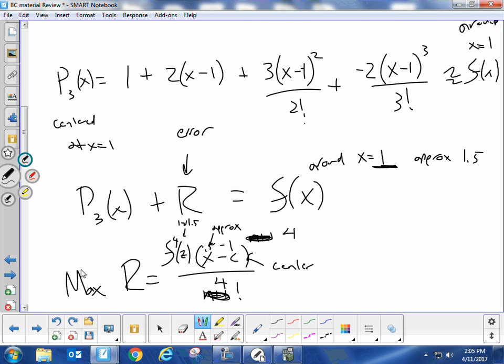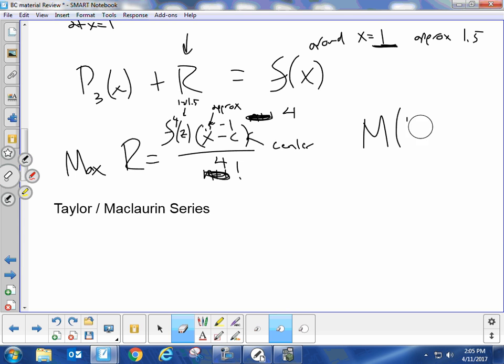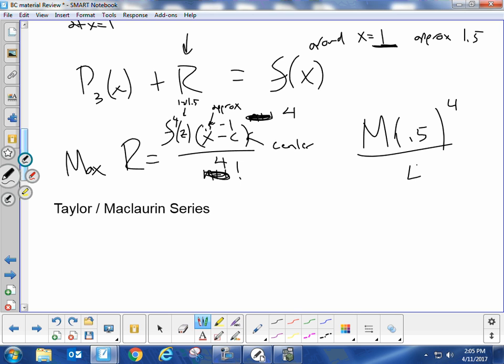But if I wanted to find a max, it's very simple. You would just find the max of the 4th derivative between 1 and 1.5, times 1.5 minus 1, so that's 0.5, to the 4th power all over 4 factorial. And typically, this will either be given to you or you can find it using a graph.